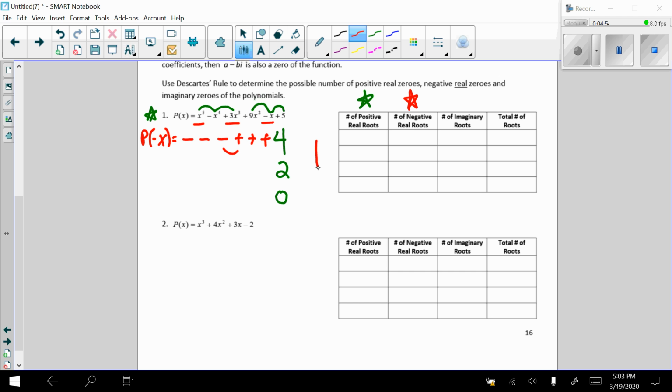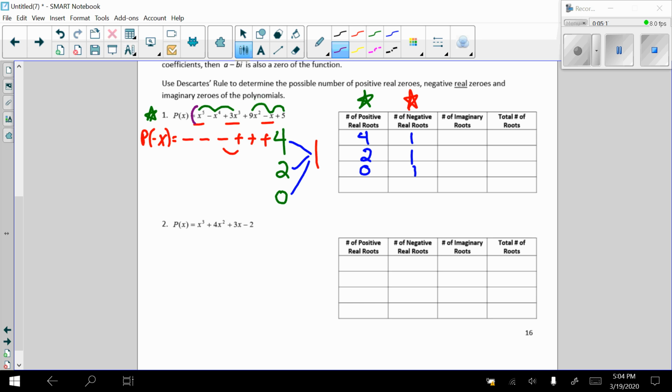So now what we do is we match up every number for our possible positive real roots with every number from our possible negative real roots. We're going to put them in our chart here. So we have 4 and 1, 2 and 1, 0 and 1.